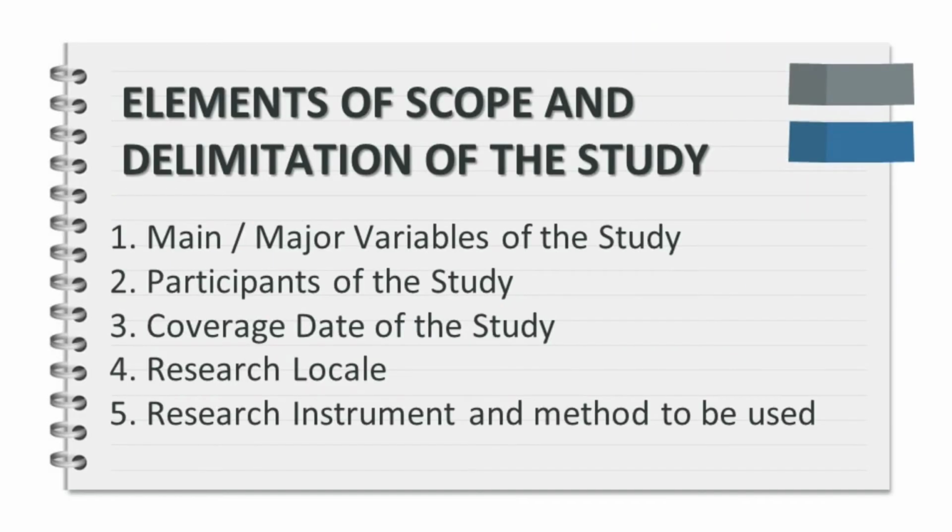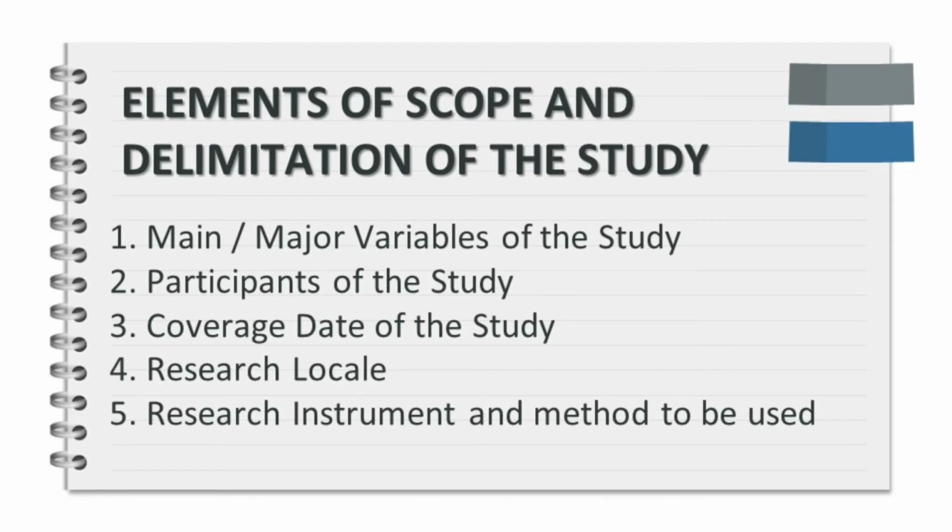Moving on to the elements of scope and delimitation of the study. Ano nga ba ang contents ng scope and delimitation? First, main or major variables of the study. Mention the variables, pati na din ang purpose ng research. 2. Participants of the study. We have to mention the participants or respondents at kung ilan sila. You may also include the sampling method used.